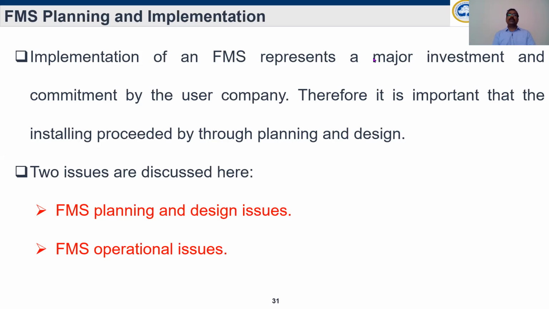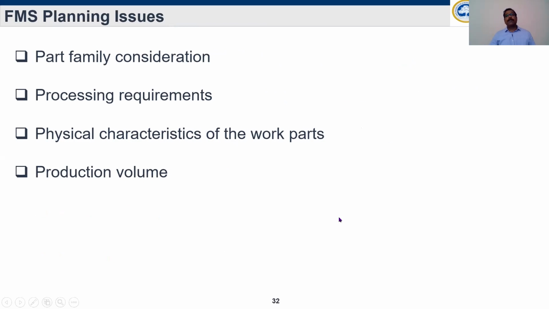So two issues are there. One is FMS planning and design issues. Second one is operational issues. Let's see what the planning and design issues are. The FMS planning issues are first: part family consideration, processing requirements, physical characteristics of the work parts, and production volume. With this, we can get a clear idea.